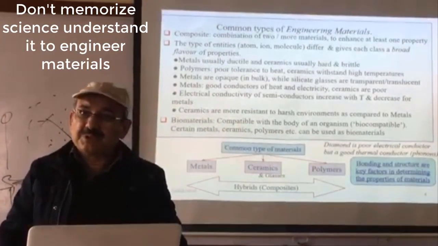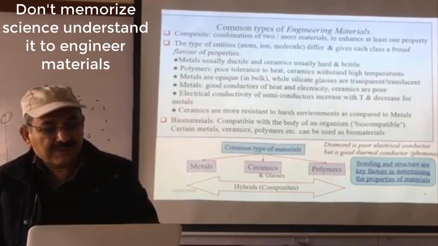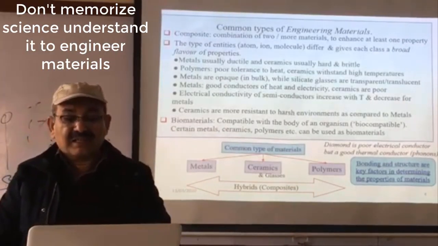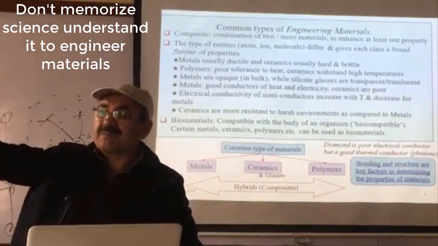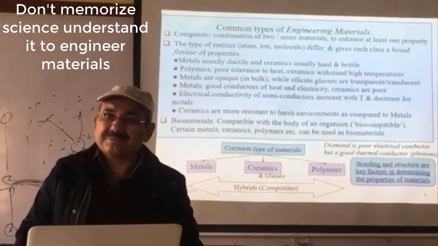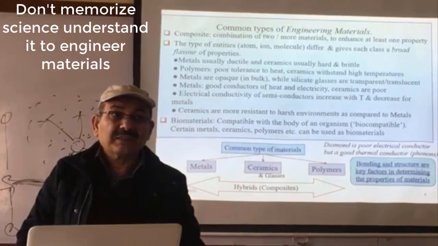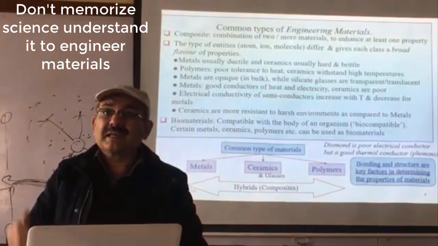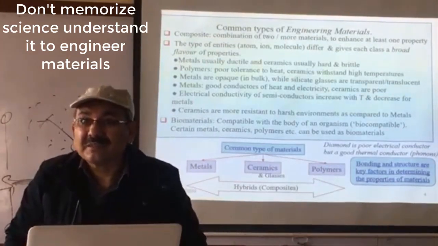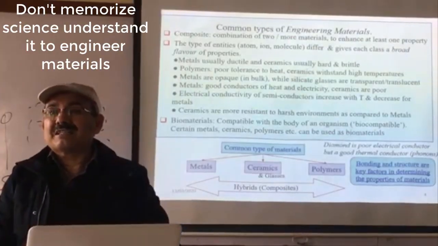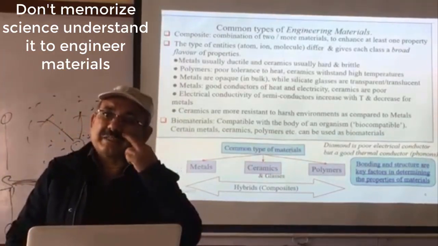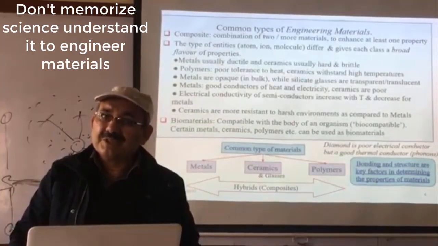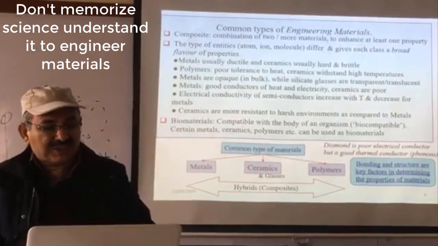This will guide you towards the properties of material. Metals are opaque while silicate glasses are transparent or translucent. Why? Because of its behavior towards light. Can something transmit light or not? Can something refract light or not? Can something reflect light or not? Again, a dense material will have a different behavior in comparison to a less dense, rare material. So again, it is dependent upon the structure.